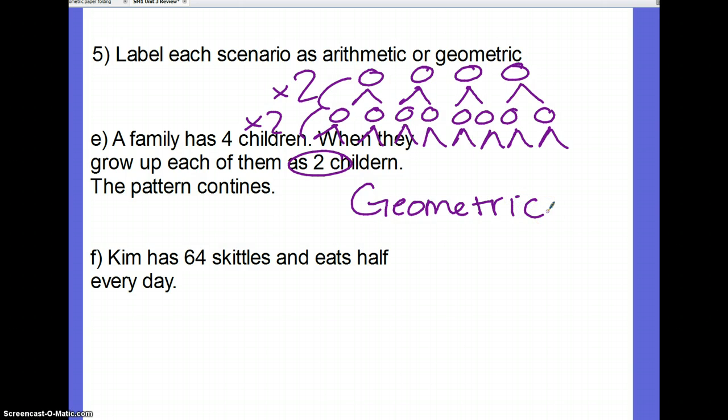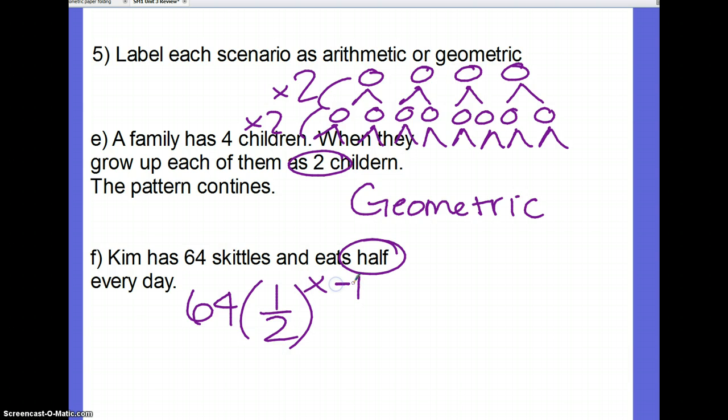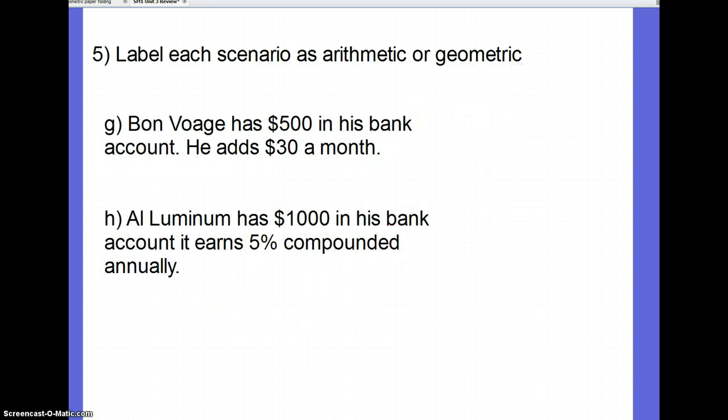Kim has 64 Skittles and eats half. She's taking half, or multiplying by 1/2 every day. Or we could put to the x minus 1 power, and that's geometric. No, you didn't have to write the equation. You just had to put geometric.